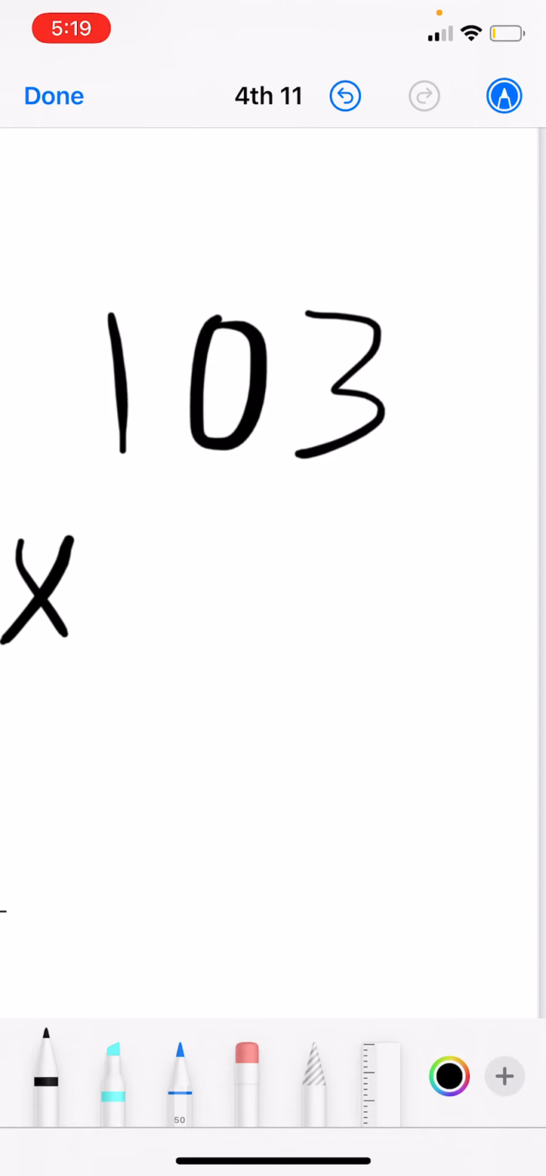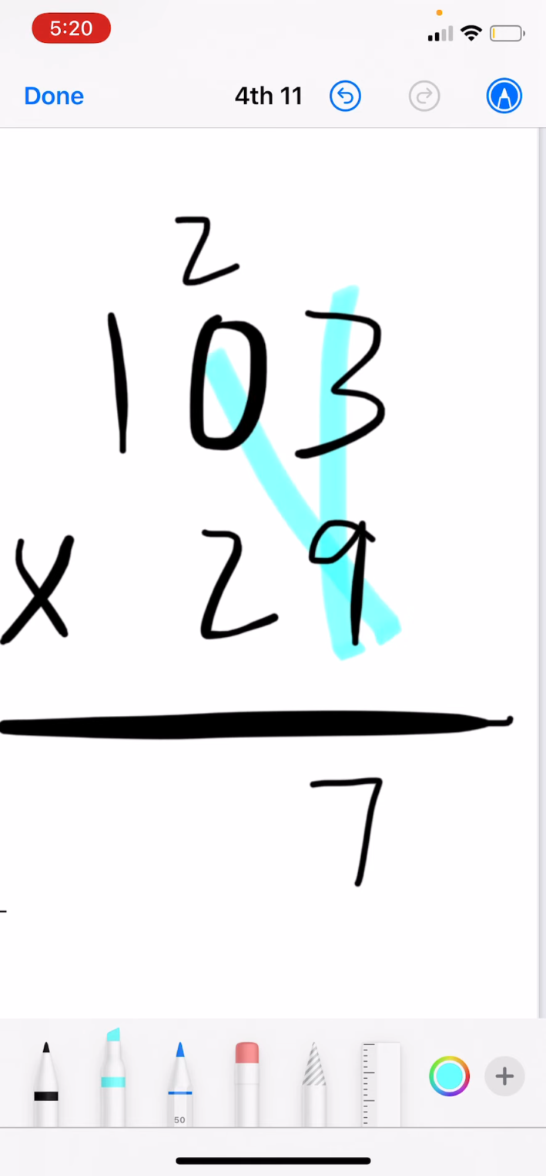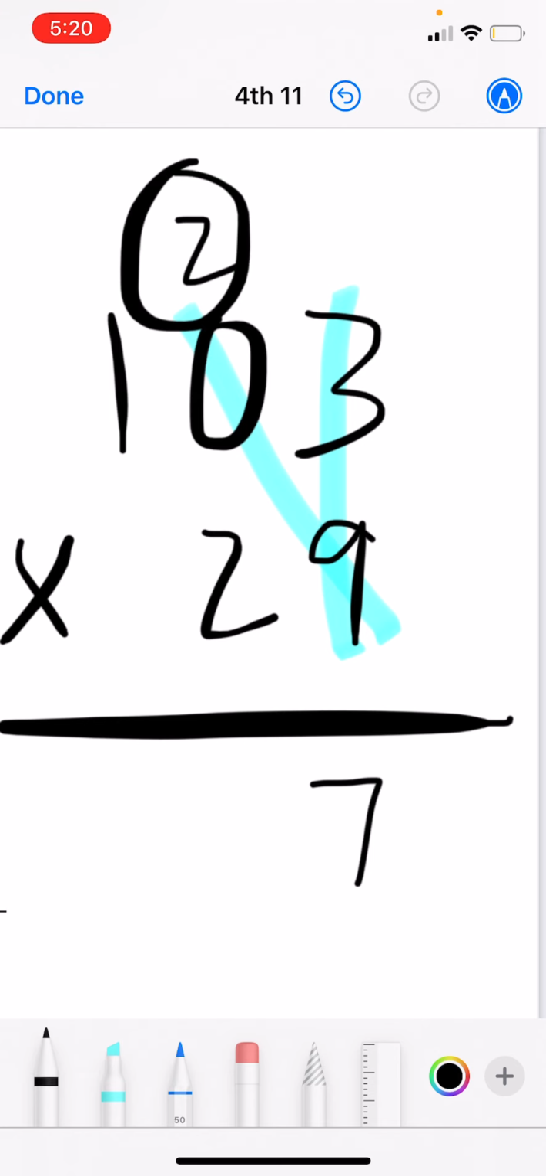103 times 29. Okay, so I'm going to highlight which numbers we're going to multiply first, and hopefully you can follow along. First we're going to do 9 times 3, which is 27. So write the 7 and carry the 2. Then we're going to do 9 times 0, which is 0, but we also have to add the 2, so it's going to be 2. And then we'll do 9 times 1, which is 9.